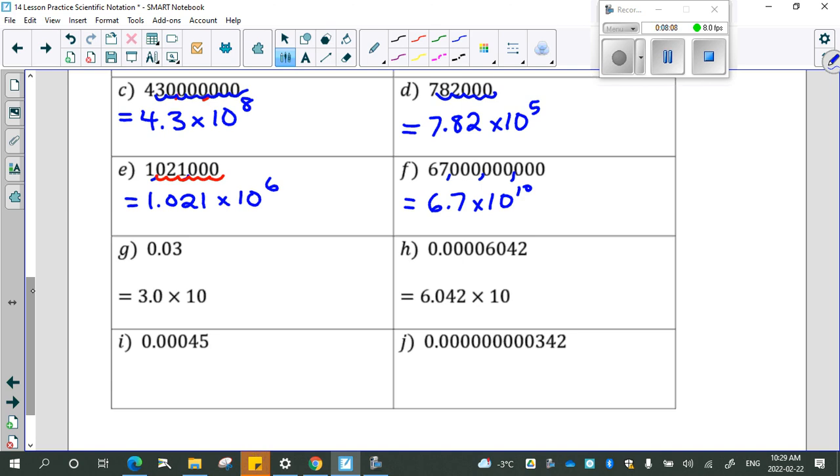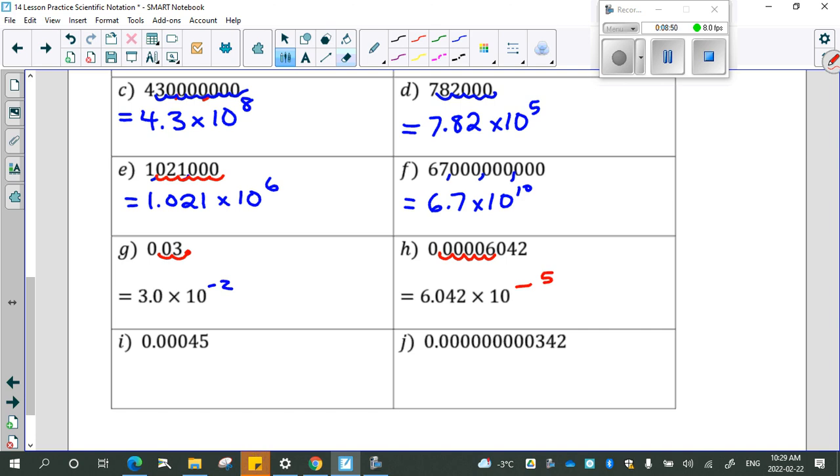0.03. Now we're writing a small number, so we're going to be using a negative exponent. Molly, did you know what it is? Negative 2. So we would have had to move the decimal place 2 places to the right. So 3.0 times 10 to the negative 2. This one, we have to move it 1, 2, 3, 4, 5 places. So we have 6.042 times 10 to the negative 5. Does that make sense?